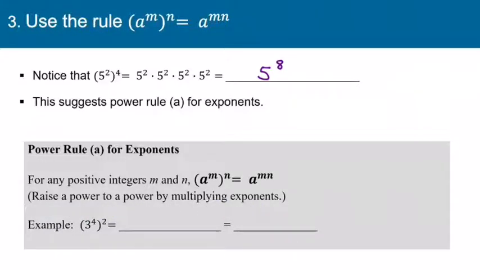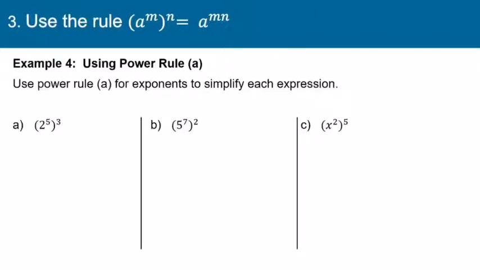So for example, 3 to the 4th raised to the 2nd power would be 3 to the 4th times 3 to the 4th. When you write it in this form, you can see that we need to add the exponents, so that would be 3 to the 8th. So what we want to do in the next example is not have to write out this middle step. We just want to take advantage of the power rule to get the final exponent. And so that's what we're going to do here in example 4. Use power rule A for exponents to simplify each expression.